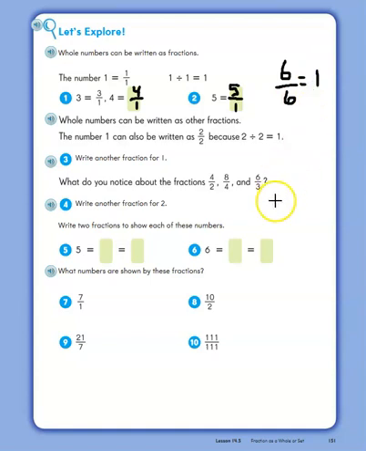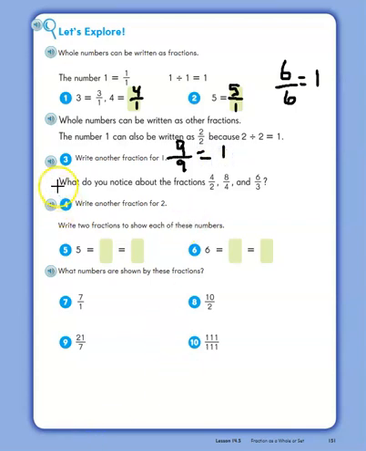So anytime you see a fraction that has the same numerator and denominator, that means it's just the whole thing, or 1. Okay, so number 3 says write another fraction for 1, and we just kind of did that over on the side, but this works with any number, so let's do another one. We could do the number 9. We could do 9 out of 9, and that's really like saying 9 divided by 9, and the answer is 1.